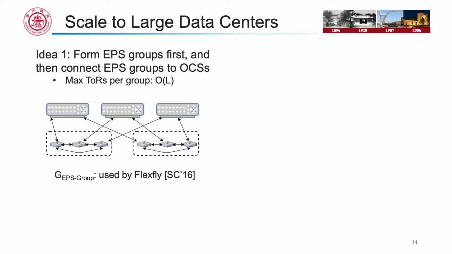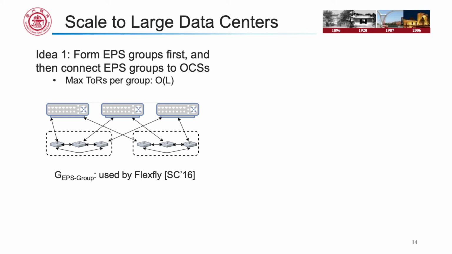The basic idea is to form EPS groups. In the left figure, we create a uniform mesh among all the TOR switches in the same group. Among different groups, the first TOR switches in different groups connect to the same set of OCSs. The second TOR switches in different groups connect to another set of OCS, and so on and so forth. Note that the maximum number of EPS nodes in each group is on the order of OL.